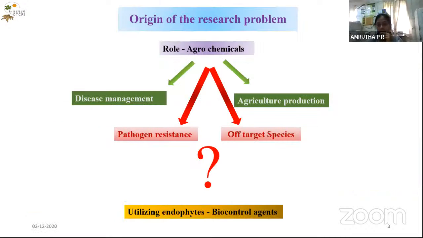So here comes the research problem. We know that agrochemicals are nowadays available, improve agriculture production, and manage disease, but their effect on off-target species is very bad. So here comes the term biointensive approach. It is very important. Here we have used certain endophytes and rhizosphere bacteria to manage anthracnose disease.